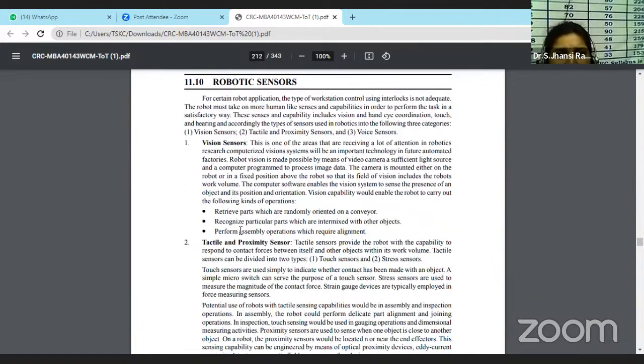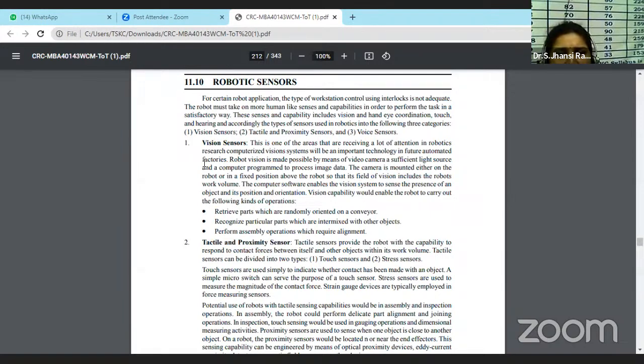And we have robotic sensors. These sensors are used in robotics for hand-eye coordination, vision, touch, and hearing. And for this, we require three types of sensors: vision sensors, tactile and proximity sensors, and voice sensors.